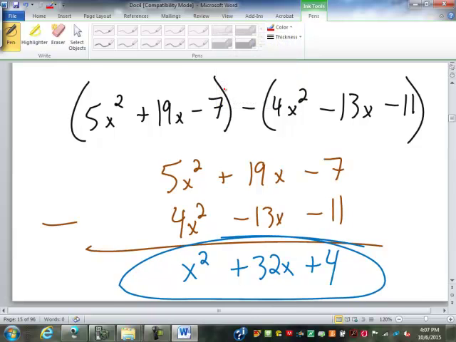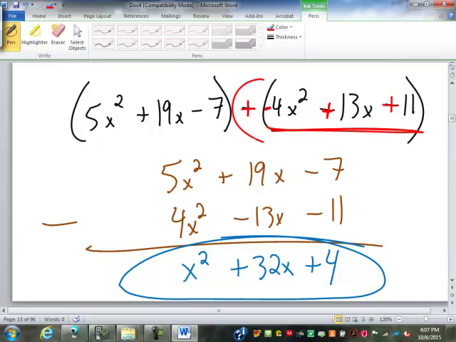Your textbook shows you a shortcut to this. What your textbook does is just this. It says take this negative, and since subtracting is adding the opposite, you change this to plus, and then you change the sign of everything in this number. So this becomes a negative 4x squared, this becomes a positive 13x, and this becomes a positive 11. And then you go ahead and add them.